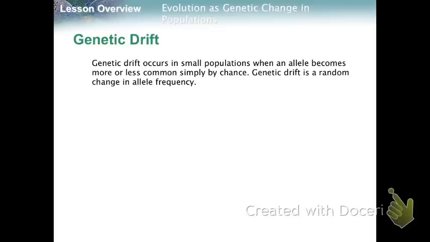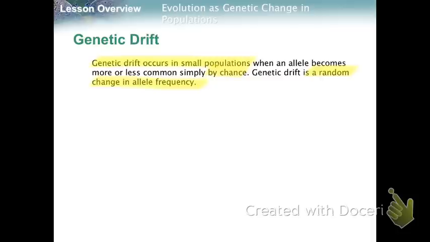Genetic drift, just like it sounds, if you think of a boat drifting on the sea or on a lake, it just moves in one direction kind of slowly. Genetic drift occurs in small populations. This is by chance. It's a random change in allele frequency.